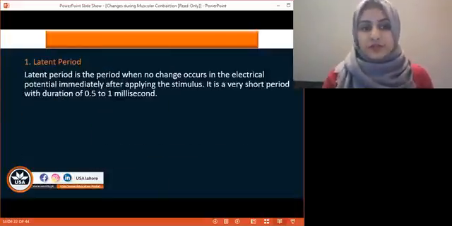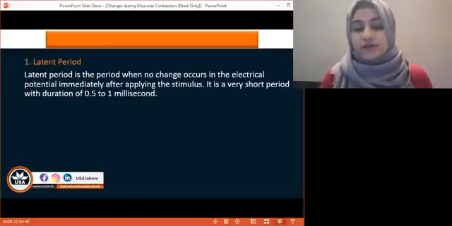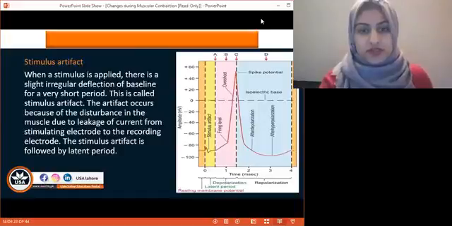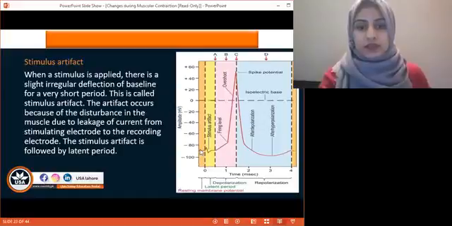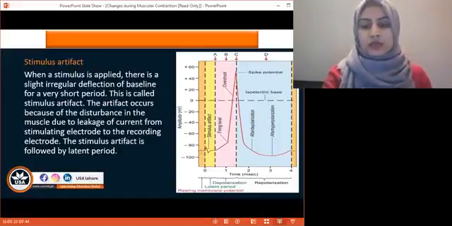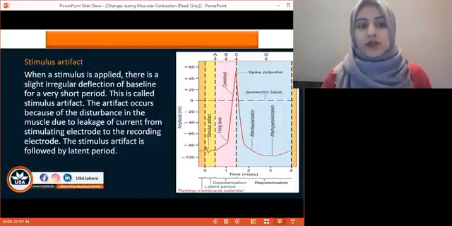So first of all, what is the latent period? The latent period is the period when no change occurs in the electrical potential immediately after applying the stimulus. It is a very short period with a duration of 0.5 to 1 millisecond. And that's what you're just seeing. This one is the latent period. Once you apply the stimulus, the muscle takes some time to show some response, and that period is the latent period. Then we have the stimulus artifact. When a stimulus is applied, there is a slight irregular deflection of the baseline for a very short period. This is called the stimulus artifact.